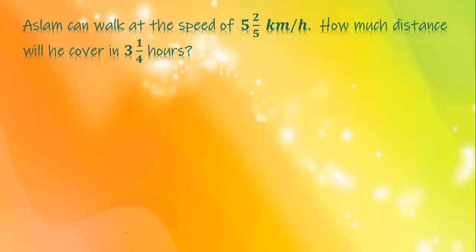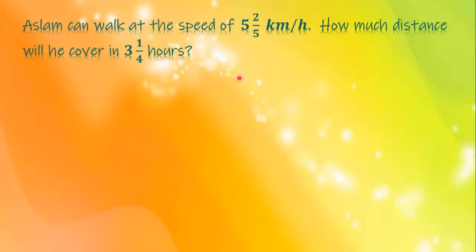Aslam can walk at the speed of 2/5 km per hour. How much distance will he cover in 1/4 hours? What are the things given? The speed is given. The walking speed of Aslam is 2/5 km per hour. We need to find how much distance will Aslam cover in 1/4 hours.